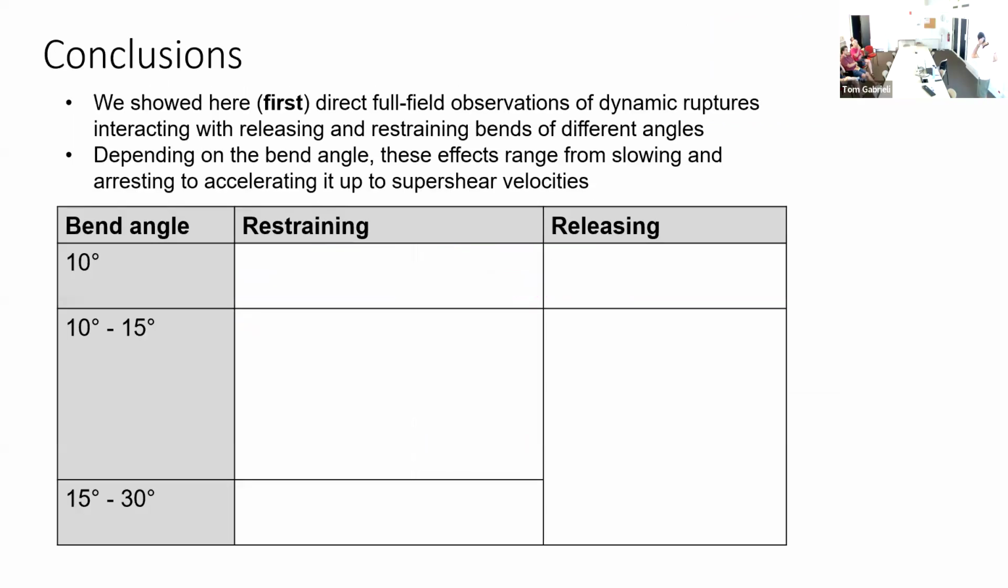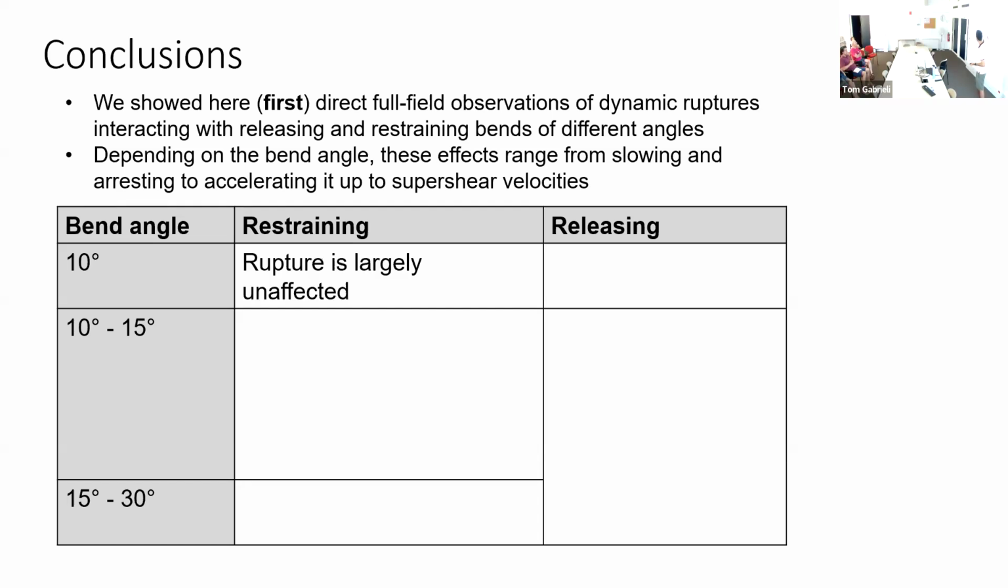And to summarize it, we showed here a first and direct full field observation. So full field is like 2D surrounding a band of dynamic ruptures interacting with releasing and restraining bands of different angles. And depending on the band angle, these effects range from slowing and arresting the ruptures to accelerating up to supershear velocities. So, and now I'll show it.